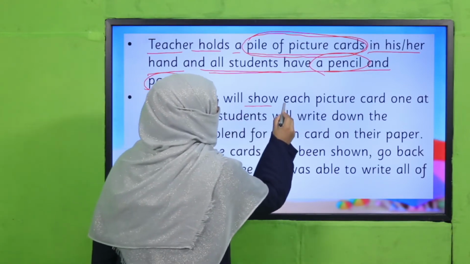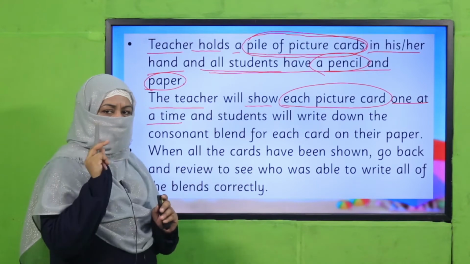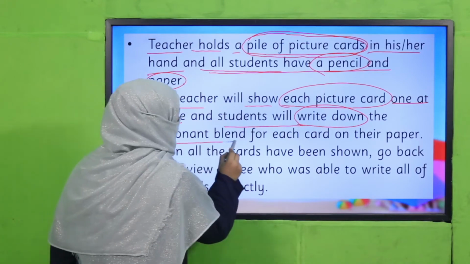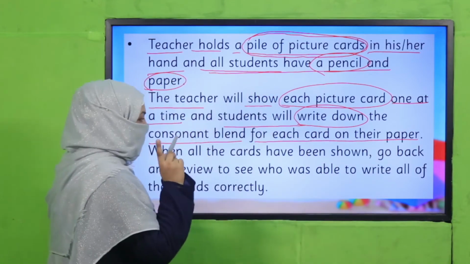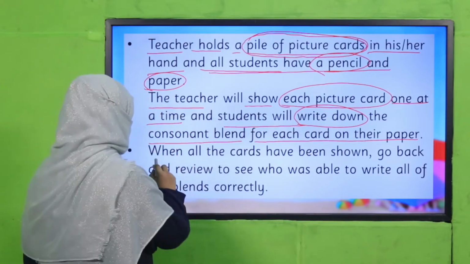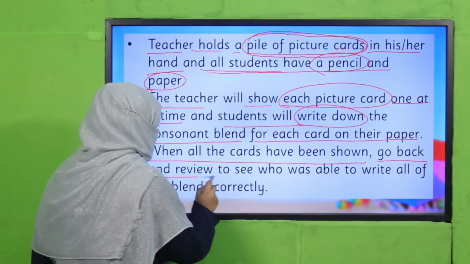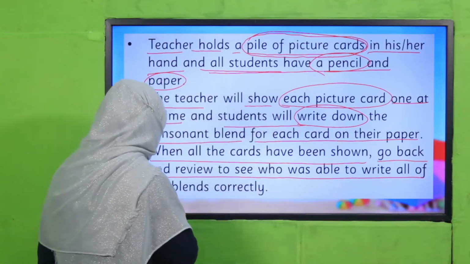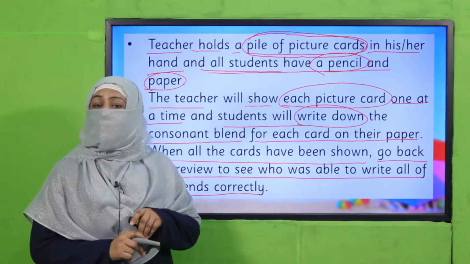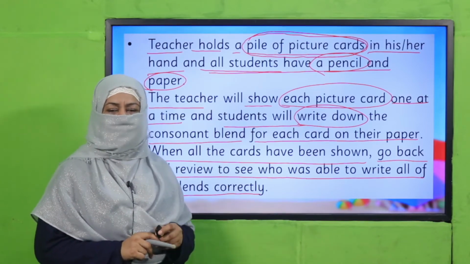The teacher will show each picture card one at a time. Okay, one by one, teacher is going to show you pictures and you will write down the consonant cluster for each card on your paper. So you will look at the picture, what is that, and what consonant cluster is there, you will write down on your paper. So when all the cards have been shown, your teacher will go back and review to see who was able to write all the consonant clusters correctly, right? So this is how we are going to find out, are you clear with the concept or not? So pause the video, enjoy this beautiful activity and then come back.